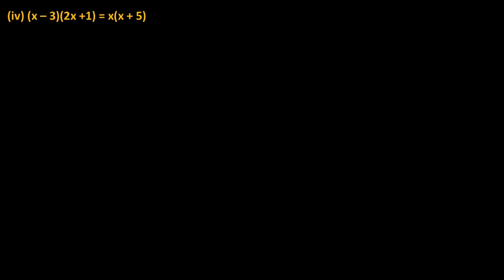Let's go to the next problem. (x minus 3) into (2x plus 1) is equal to x into (x plus 5). So multiply all the terms, simplify it. x into 2x, that is 2x square. x into 1, that is x. Minus 3 into 2x, minus 6x. Minus 3 into 1, minus 3, is equal to x into x is x square. x into 5 is plus 5x.